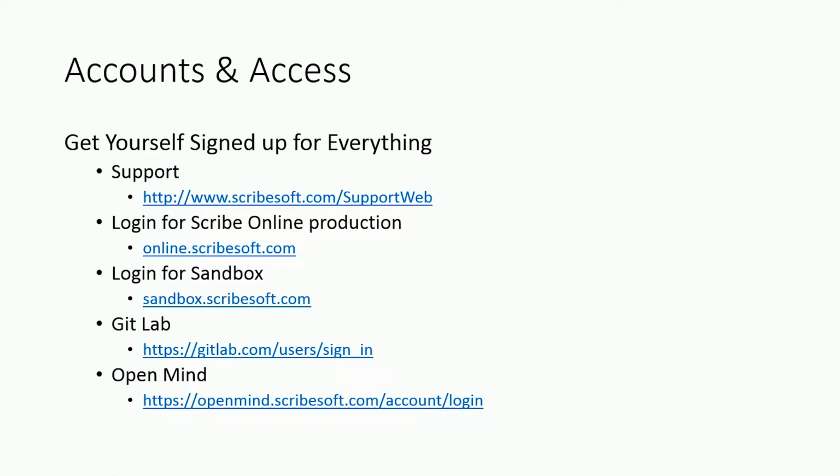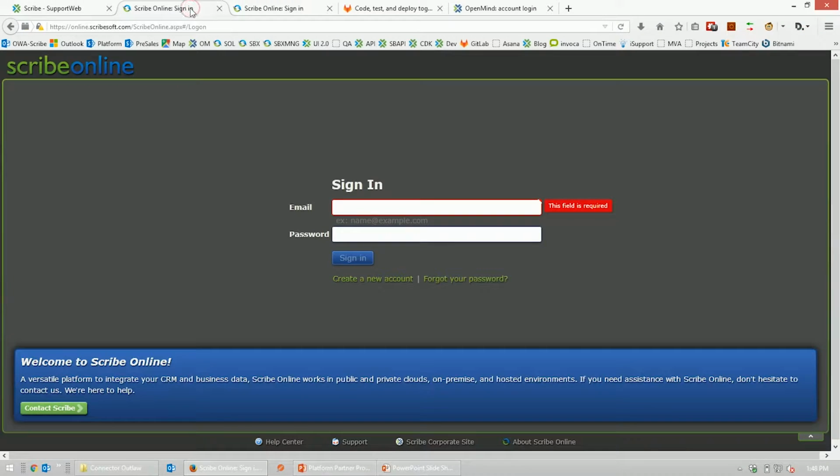Then we recommend that you also make sure that you have an account for Scribe Online itself, the production application, which is online.scribesoft.com. You probably already have an account at this URL, but we want to make sure that you've got a login here. You also want to go to your organization and add other users, either people who are building maps or building connectors, or customers who you need to grant access to. You're going to need to take care of all of that through Scribe Online.